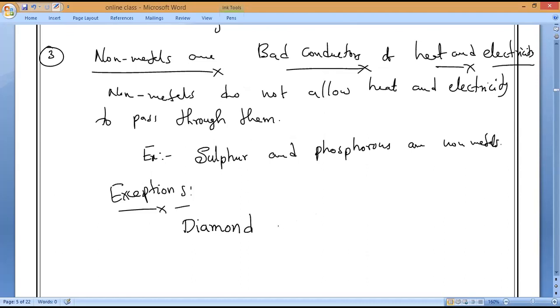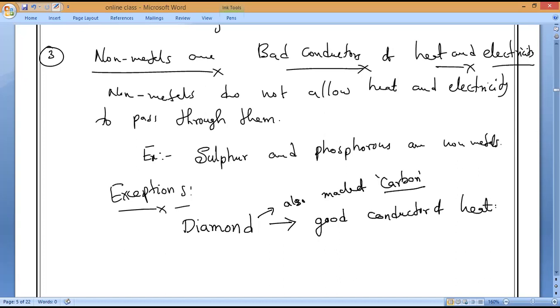Diamond is not a good conductor of electricity, but it is a good conductor of heat. Diamond is a non-metal which is a good conductor of heat. Diamond is also made up of what? Carbon only. They are allotropes of carbon. So diamond is a non-metal which is a good conductor of heat only, not electricity.